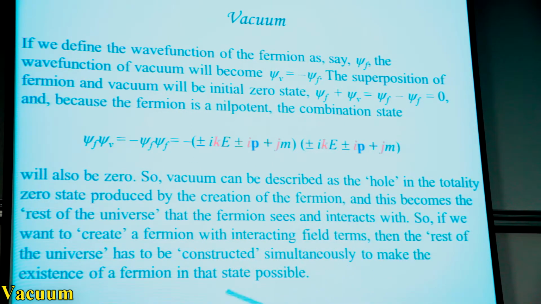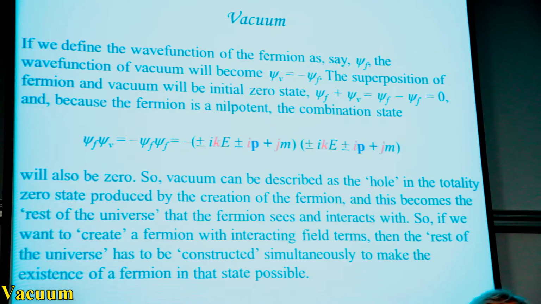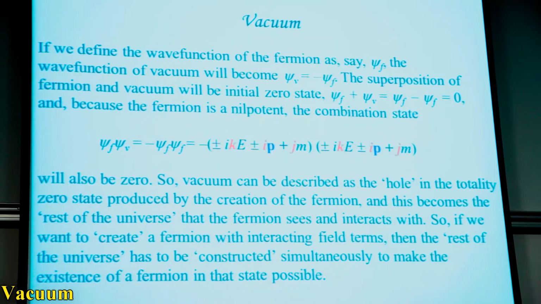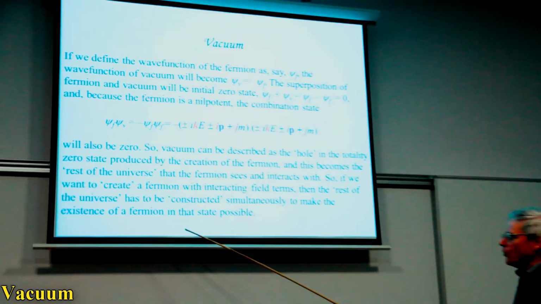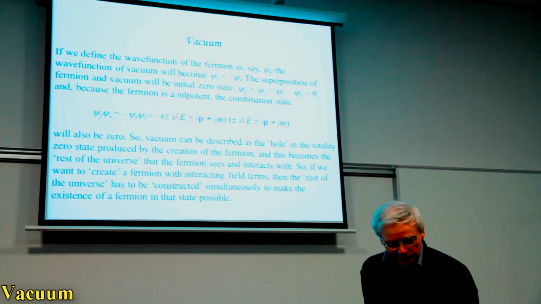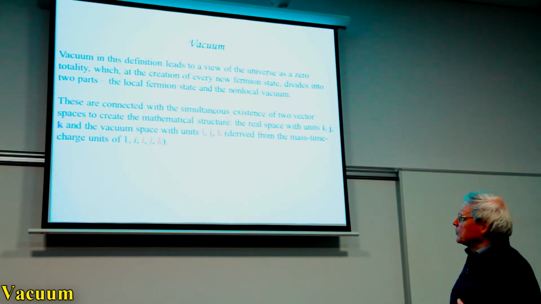So the vacuum is the hole in the totality 0, produced by the creation of the fermion. And what that becomes is in fact the rest of the universe as seen by that fermion. Because to actually create those potentials in the fermion, you need all the other fermions and other things in the universe that will make those potentials possible. So the rest of the universe is that state of the universe which will allow the fermion to exist in the state that we've created it in. And that's what we need to create as the hole in the nothing. So we need to create the rest of the universe, or vacuum, simultaneously with the creation of a fermion. So again, we say zero totality.